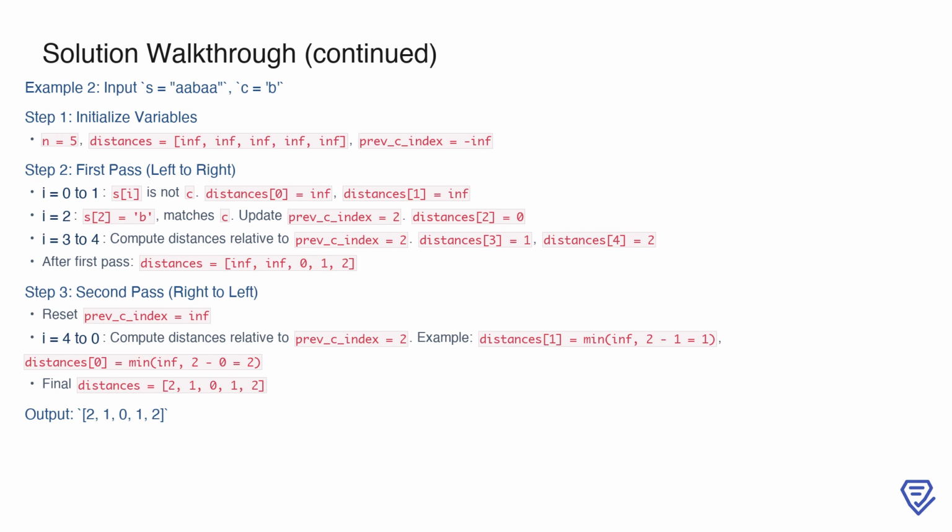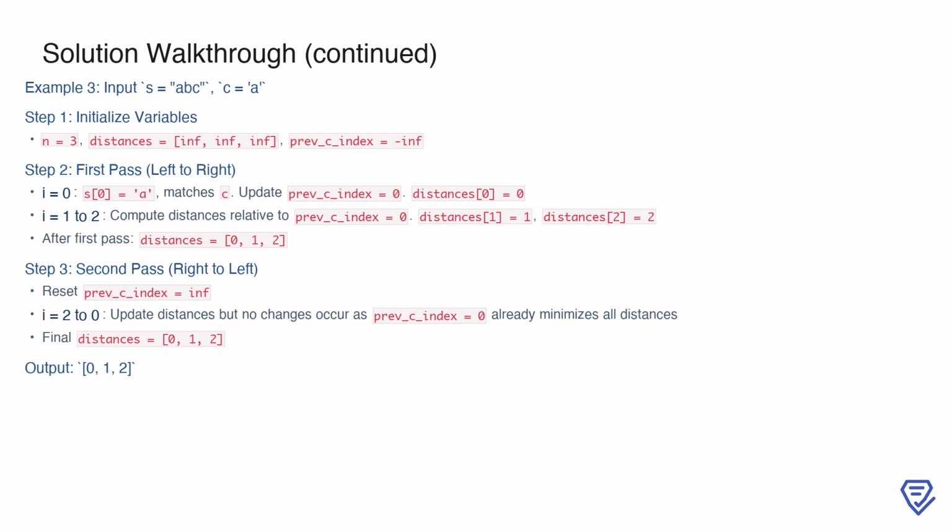Here, we update distances by taking the minimum between the existing value and the new calculated distance relative to prev_c_index. For instance, at index 1, the minimum of infinity and 2 minus 1, or 1, gives us 1. Similarly, at index 0, the minimum of infinity and 2 minus 0, or 2, gives us 2. After completing this pass, the final distances array is 2, 1, 0, 1, 2, which we return as the output.